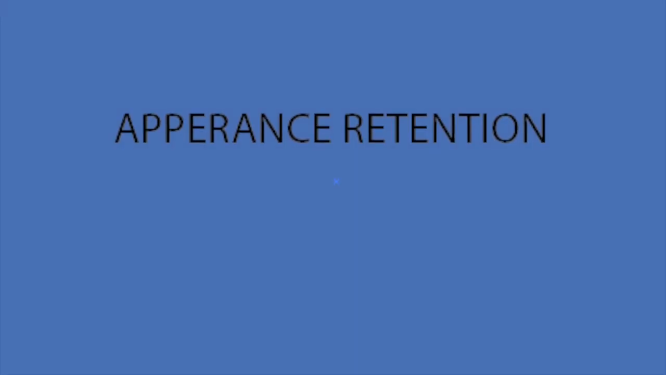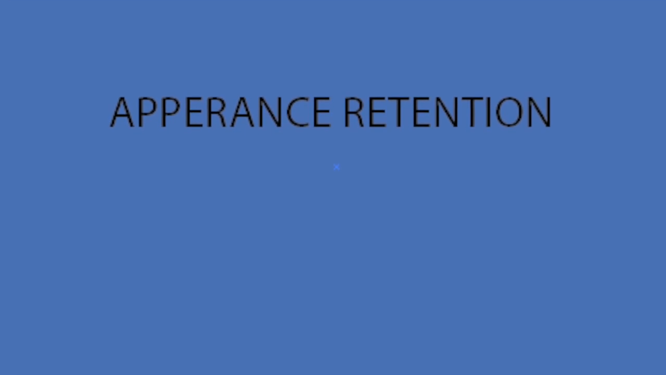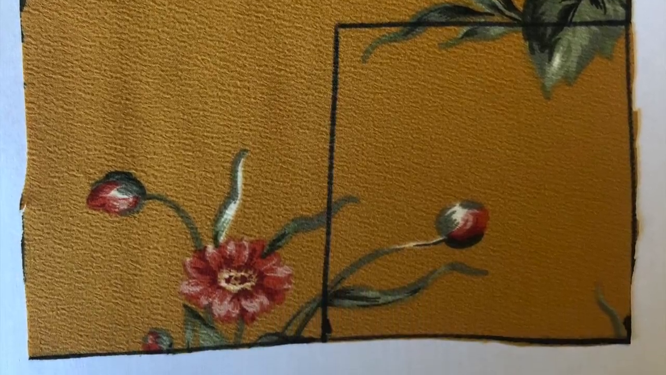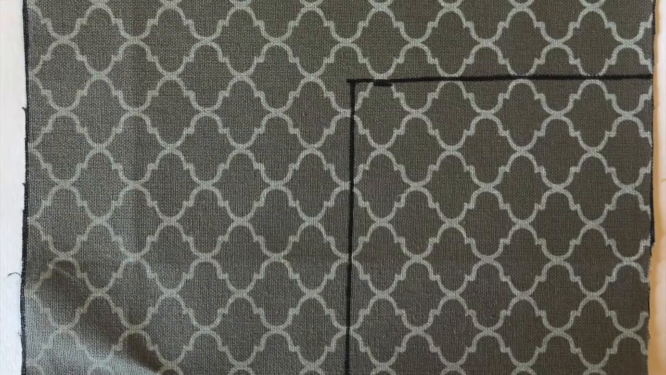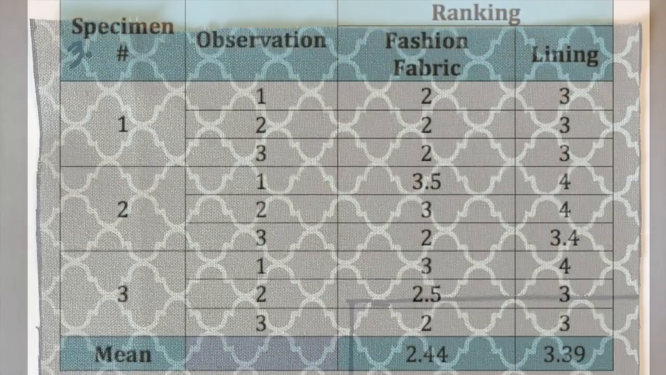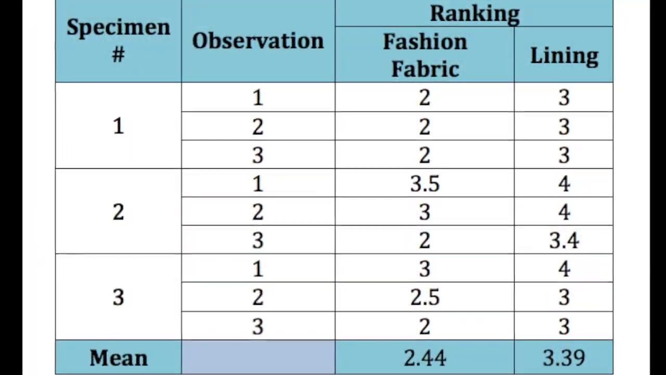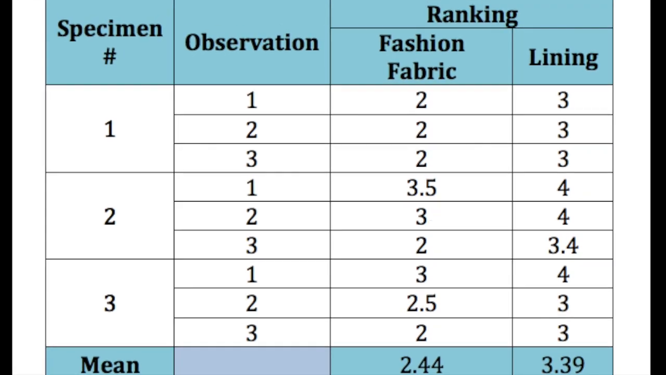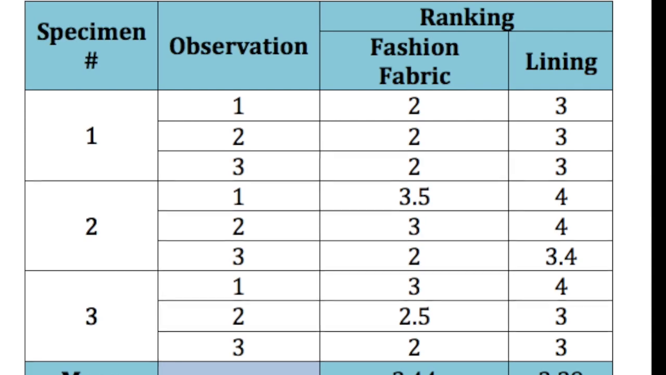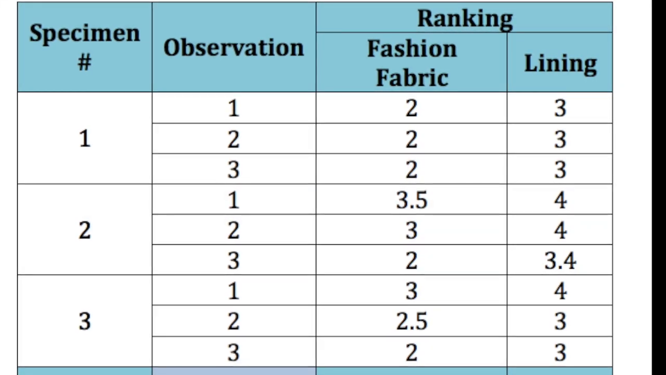Next, I conducted an appearance retention test, using the results from the previous dimensional stability test. For this test, I looked at all 3 of the specimens and ranked them 3 times, for a total of 9 rankings. I then added them up and found the mean to see if they passed or failed. The end result was that the fashion fabric failed and the lining fabric passed.